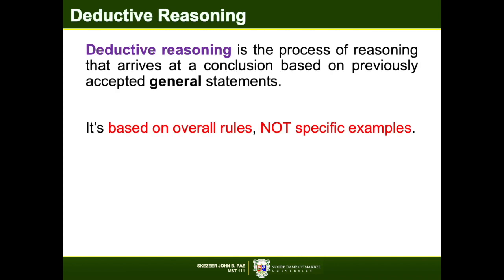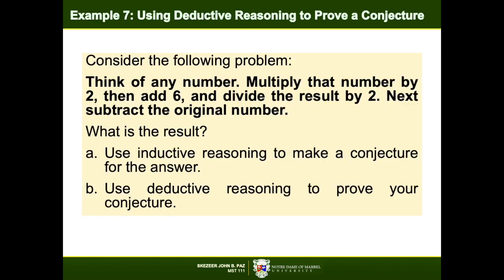Now, deductive reasoning. Deductive reasoning is the process of reasoning that arrives at a conclusion based on previously accepted general statements. So it's based on overall rules, not just specific examples. Okay, next example. Consider the following problem. Think of any number, multiply that by 2, then add 6, and divide the result by 2. Next, subtract the original number. What is the result? A. Use inductive reasoning to make a conjecture for the answer. And B. Use deductive reasoning to prove your conjecture.